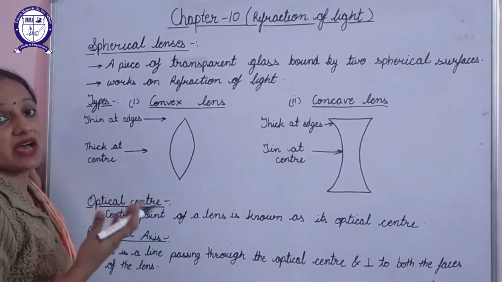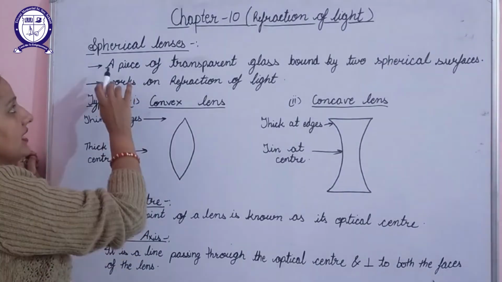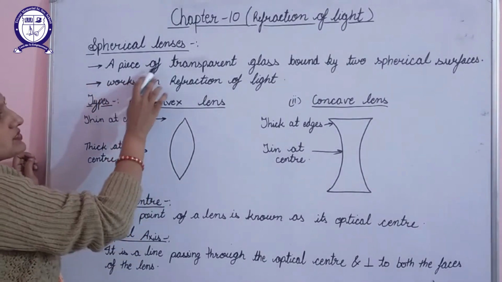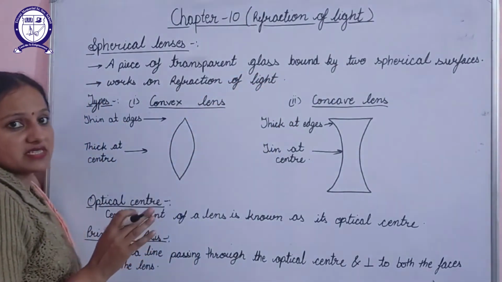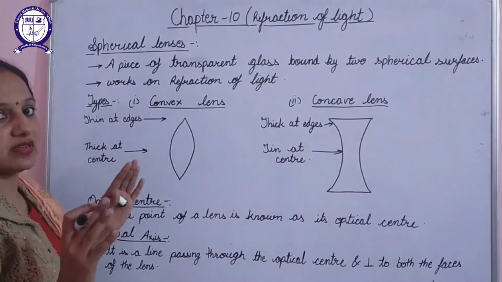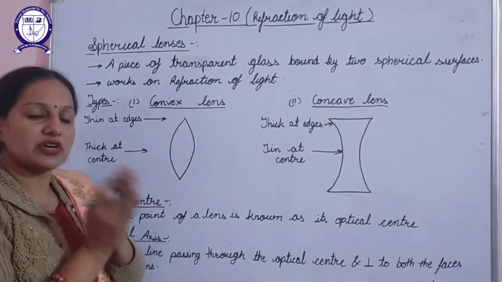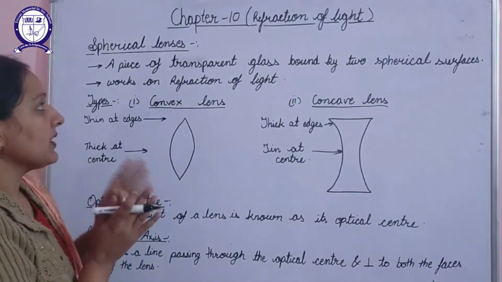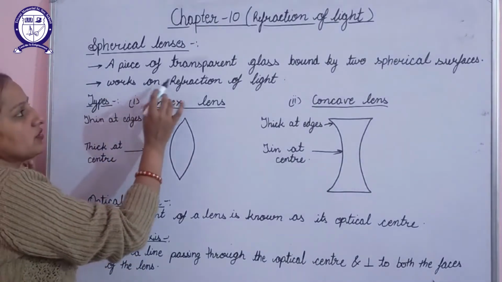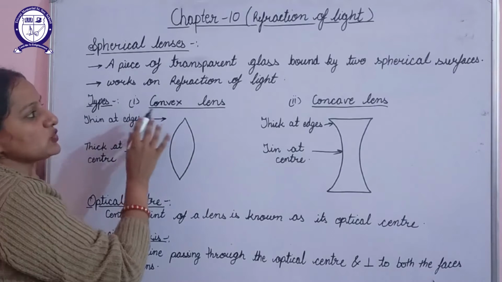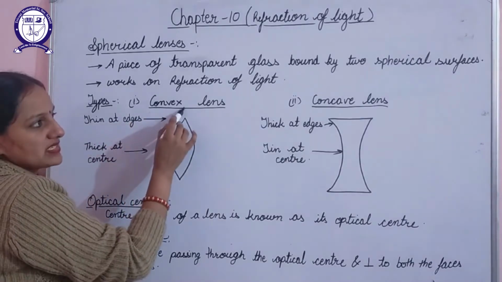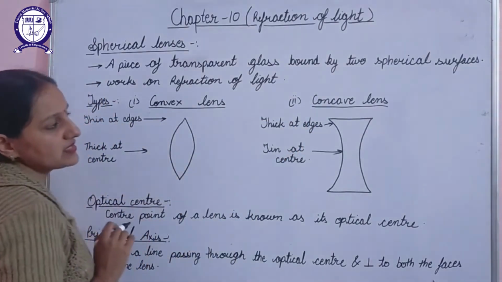Spherical lenses, what are basically these lenses? A spherical lens is a piece of transparent glass bound by two spherical surfaces. That means if you take two spherical surfaces and bound them, what you will get is a lens. So this lens basically works on the phenomena of reflection of light. We have two types of lenses. One is the convex lens, second is the concave lens.